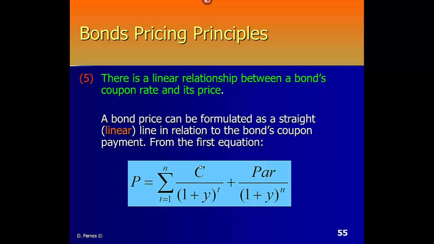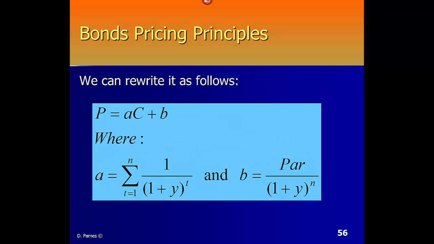All you need is to take C, the coupon, and take it outside of the brackets, outside of the summation. Because C is a fixed number, for example 6%, $60, or whatever it is, all you need is to take it outside of the brackets. What you're left with inside the brackets is the following. The slope will be the sum of 1 divided by 1 plus the yield to maturity to the power of t. This is the slope.